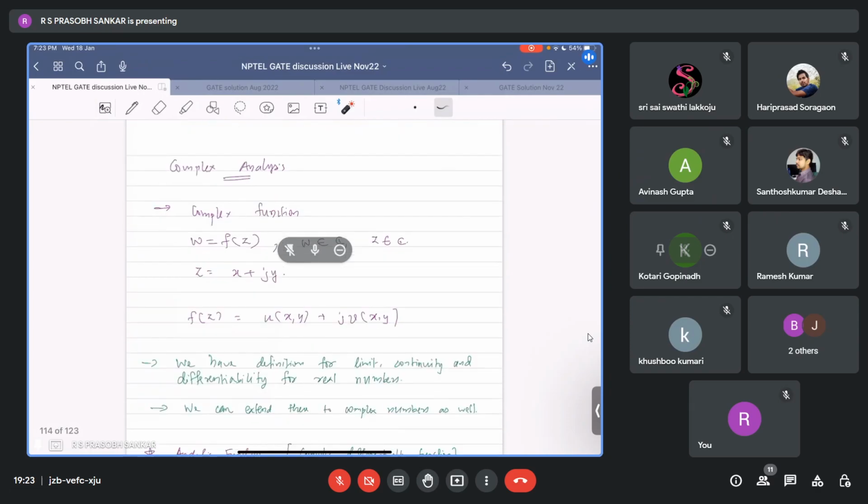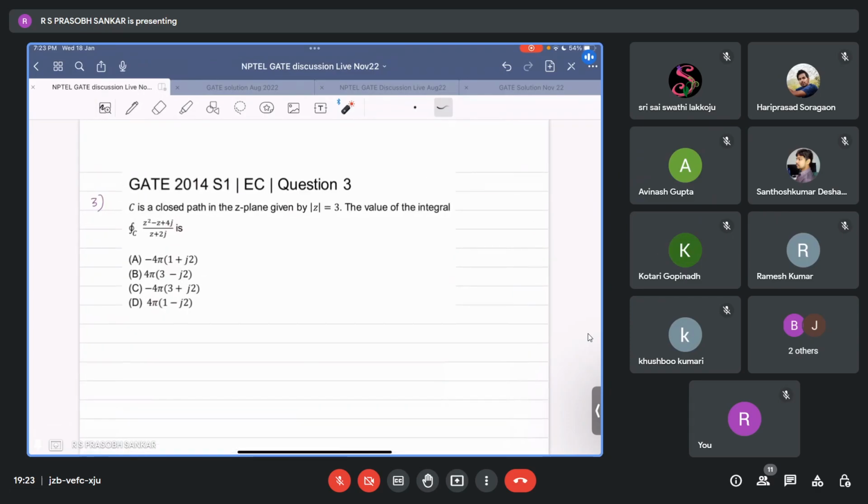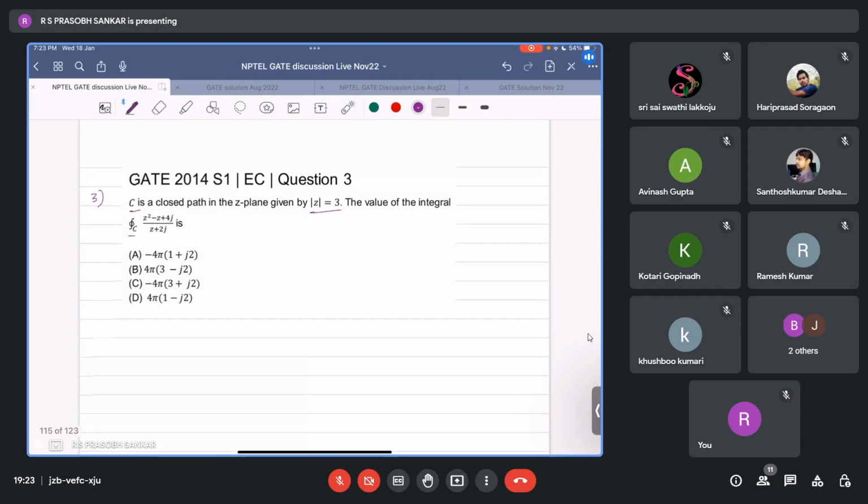Okay. So first question is this one. This is a slightly old one, but even newer questions of a similar kind are also there. So the question is like this: C is a closed path in the z plane given by mod z equal to 3. Then what is the value of this integral, integration over C of z square minus z plus 4j by z plus 2j, complex integration? And assume that we are going in the anti-clockwise direction. In this question, they forgot to mention that, but assume that.